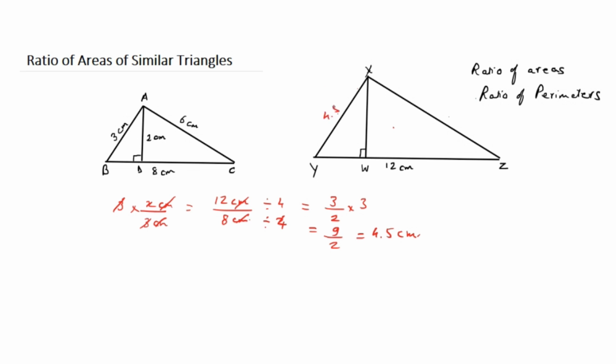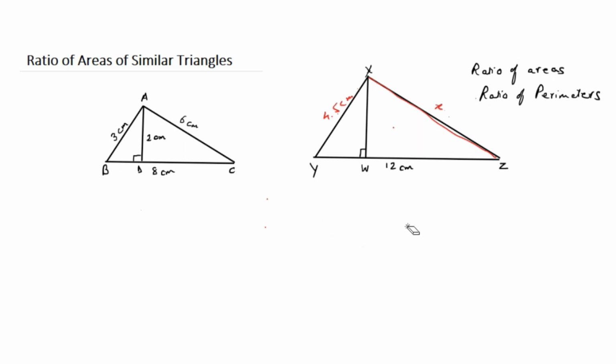So we can write this as 4.5 centimeters. Now let's try and find the value of xz, this side over here. Let's take that as x this time. We can rub this off since we don't need it now. The ratio is 3 over 2. Let's remember that.